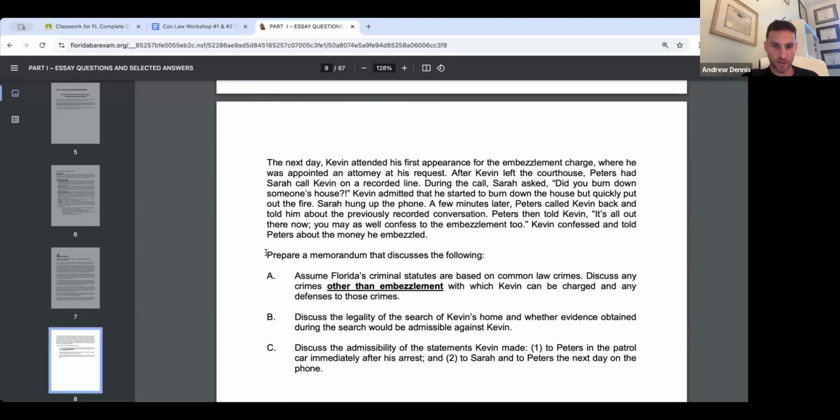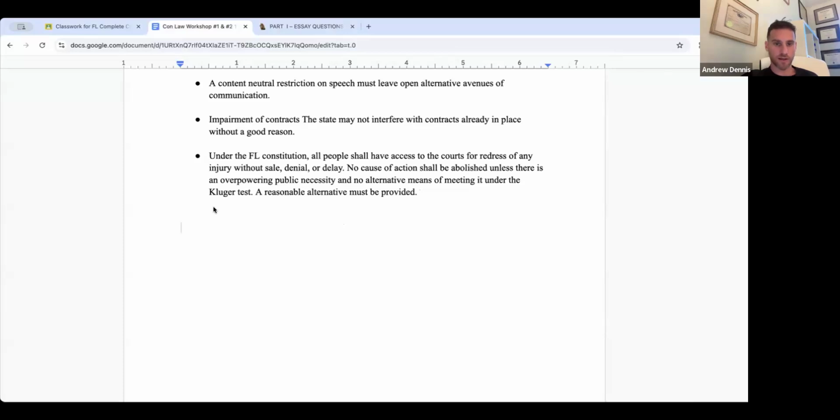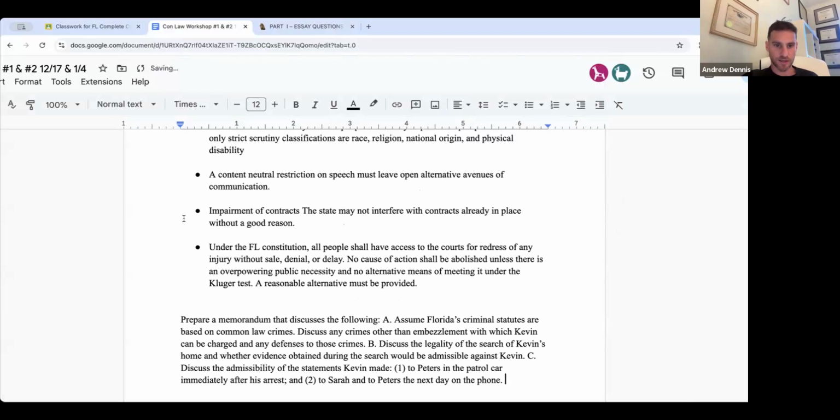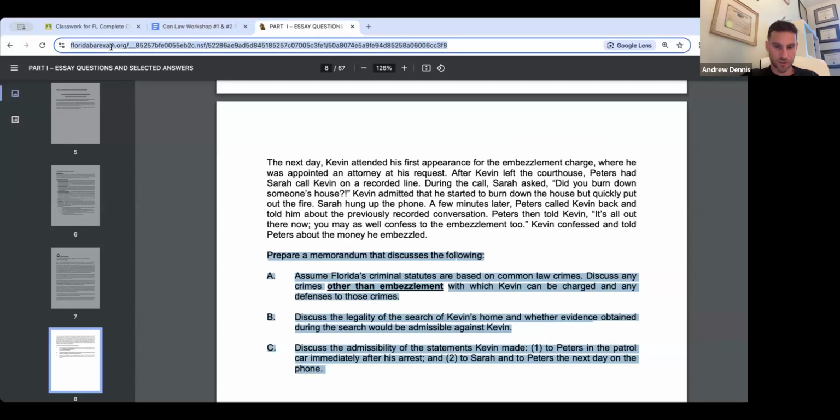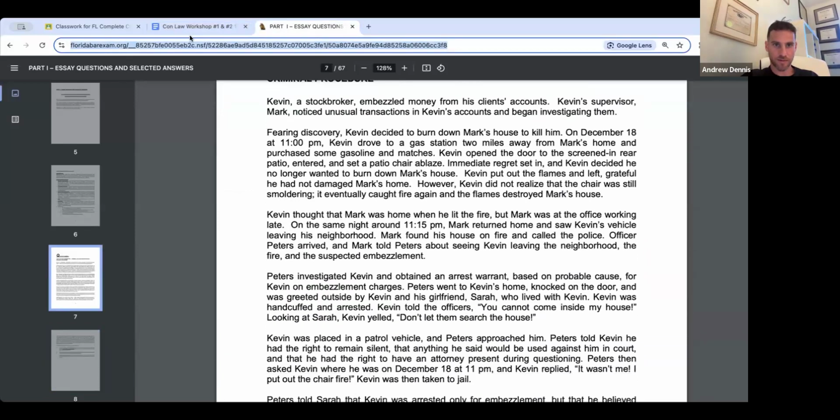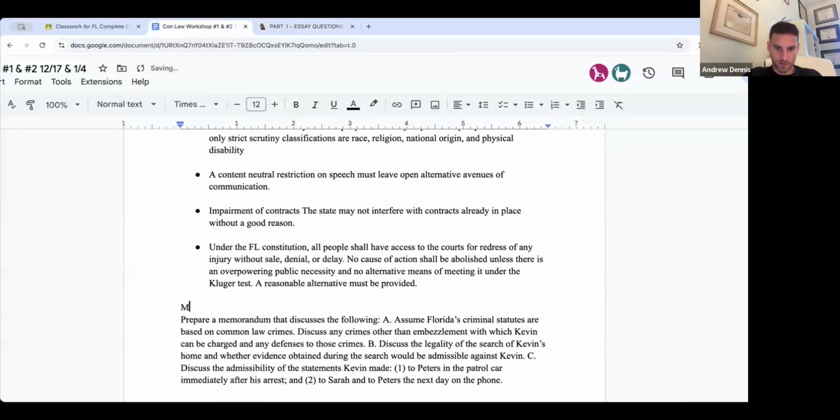So you can already tell what we're going to need to write about, right? Exclusionary rule, warrants, admissibility, that type of stuff. And then here, statements made. That sounds like Miranda rights. That sounds like attorney. This crimes other than embezzlement is pretty rare. They rarely ask you to write about crimes, but that's why we do this, because they can ask you about anything. So this is going to be July 2022, question 1.